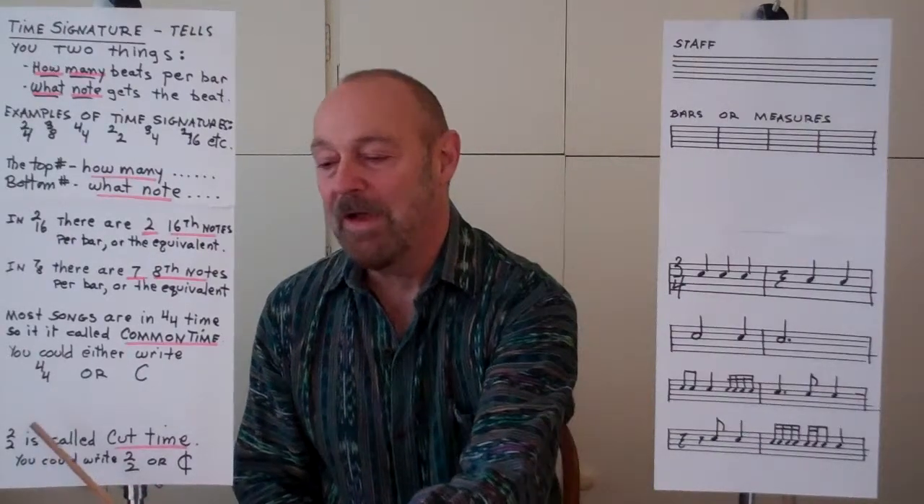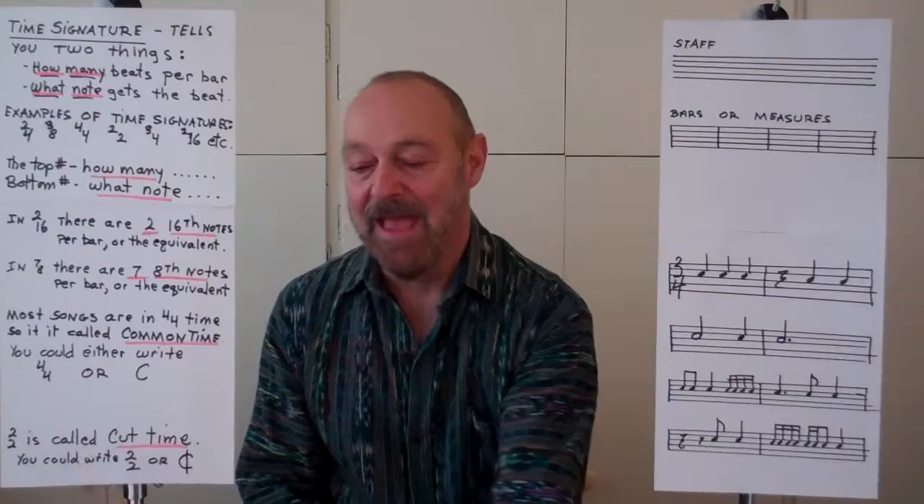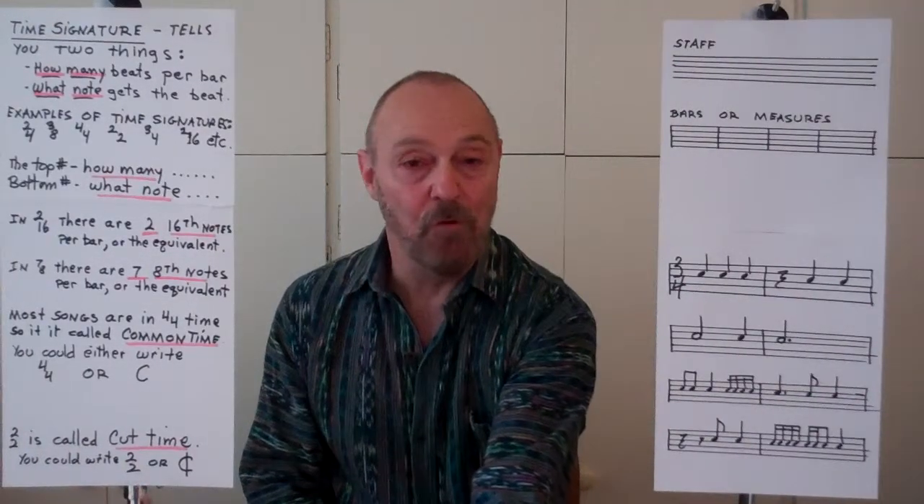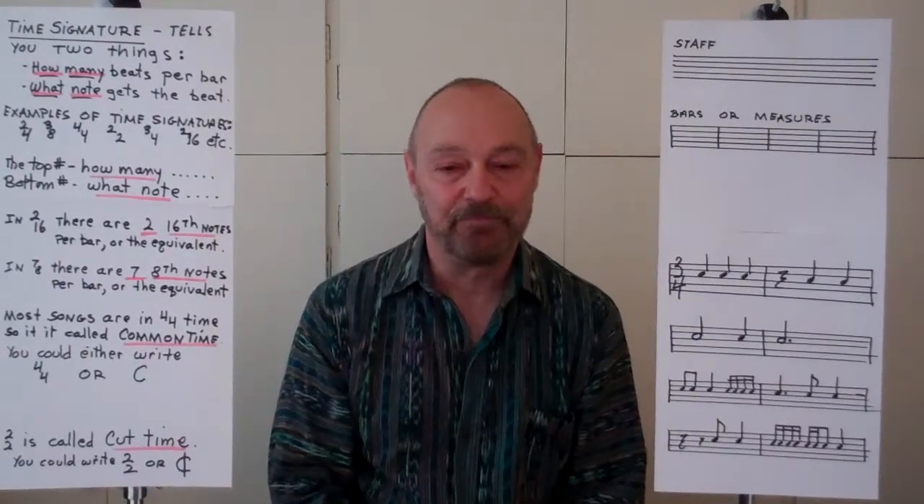2 over 2 is another time signature that's fairly common. That's called cut time, and it's written either 2 over 2 or C with the line through it, as you can see there.